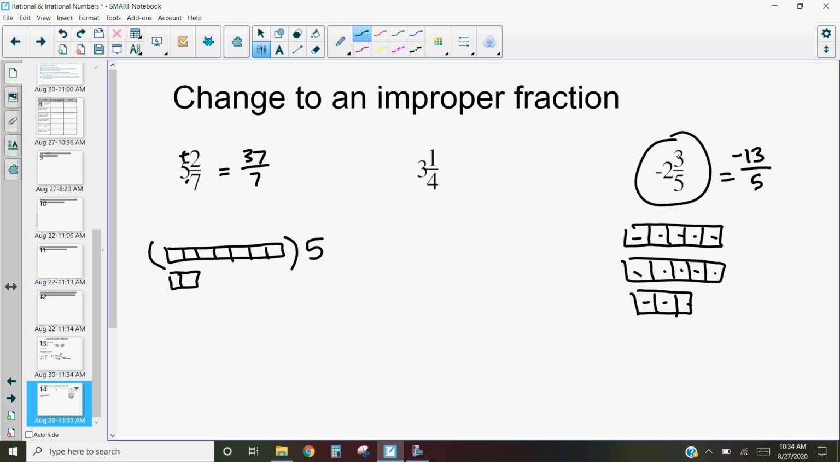So this one, we can't do that around the world method. We can, but we have to ignore this negative and add it at the end. So 2 times 5 plus 3 is 13, and then I add my negative to give me a negative 13/5.